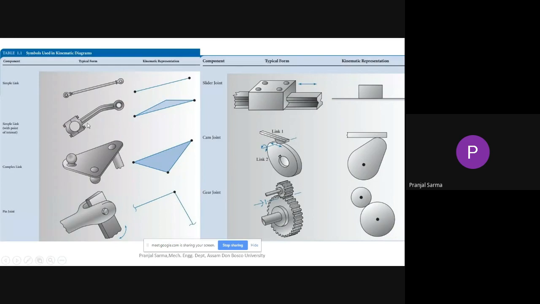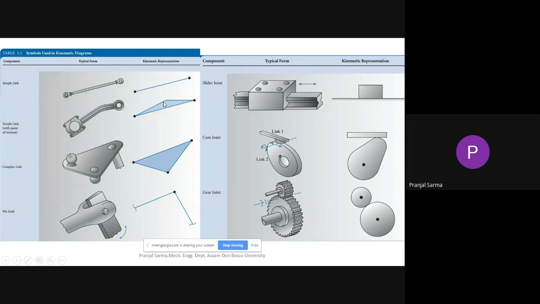Similar is the case here. It may be another simple link, but with a point of interest. Here it is somewhat like a pen, so this kind of link we can draw like this. Here you can see that at these two ends only, one and two, we can join to other links. But here a certain form is there, and this particular form is also important. That's why we are showing it like this, and this whole thing has been hatched. So this is a single link.